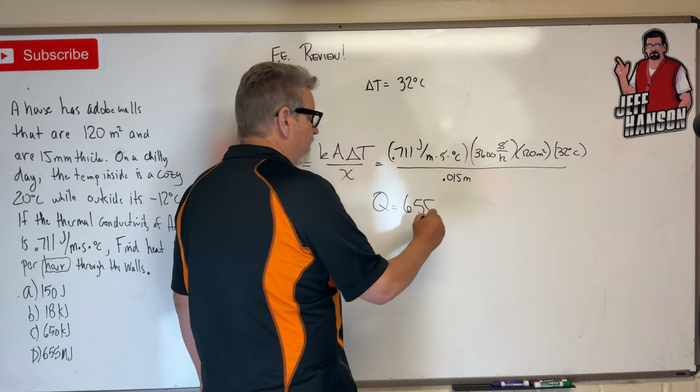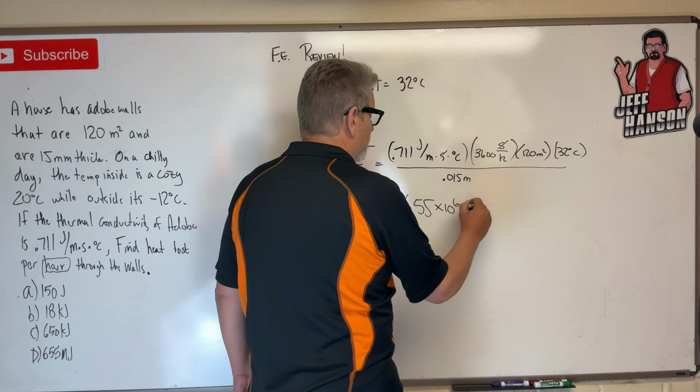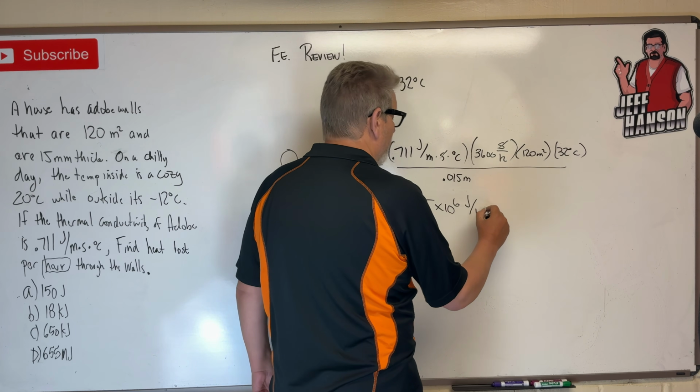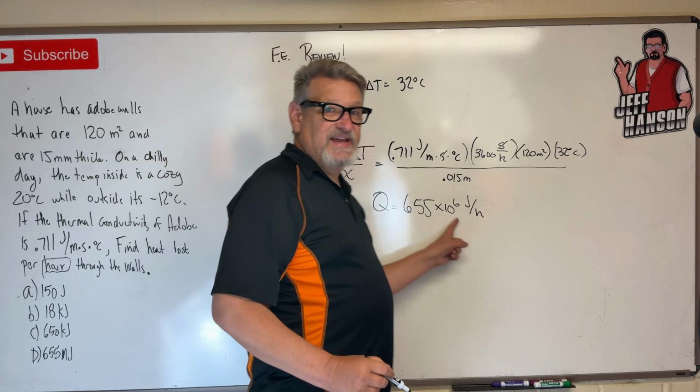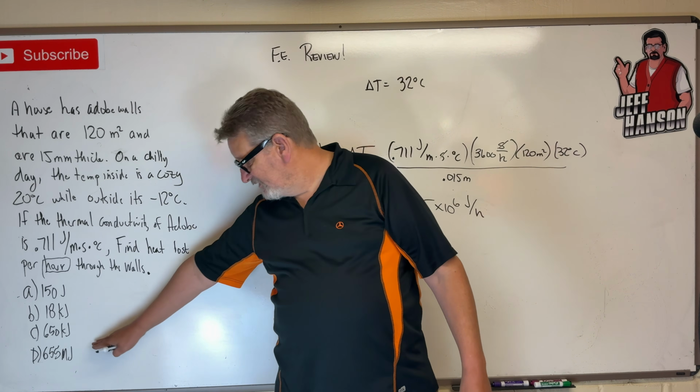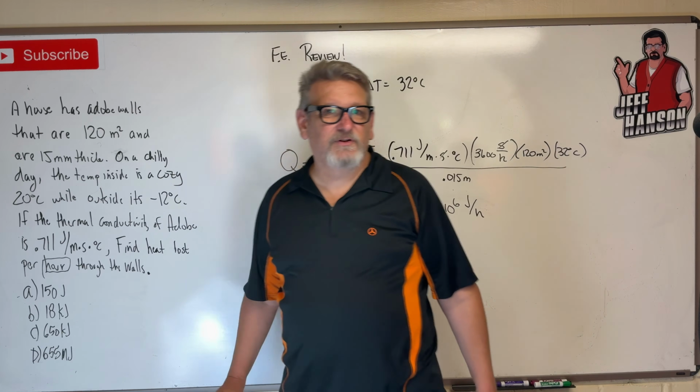655 times 10 to the 6 joules per hour. What is times 10 to the 6, gang? What is that? Times 10 to the 6? That's megas. Your answer is D.